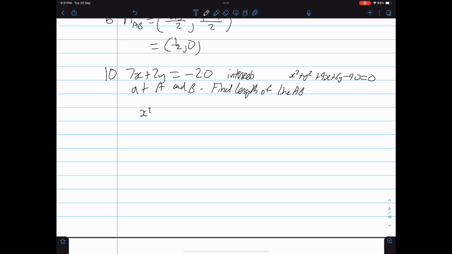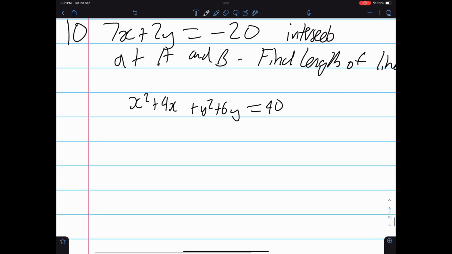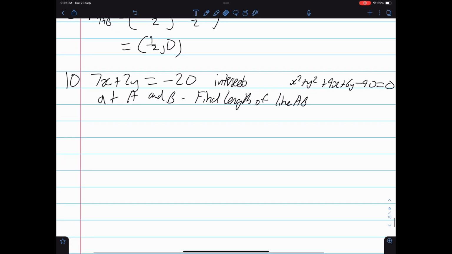We're going to say, okay, it's x squared plus 4x plus y squared plus 6y, and it is equal to 40. And then x plus 2 squared minus, honestly, no, we probably won't have to complete the square. It could make it easier, but honestly, I think we'll just get straight into it. Okay.